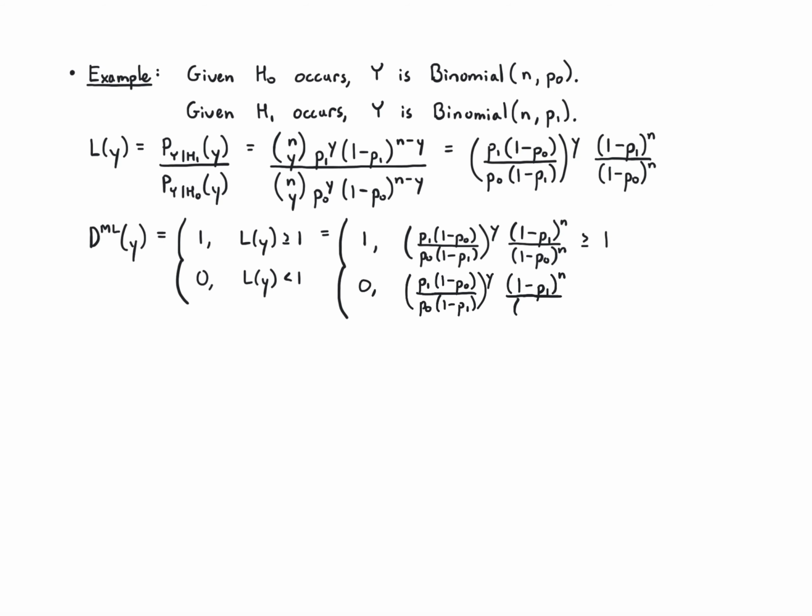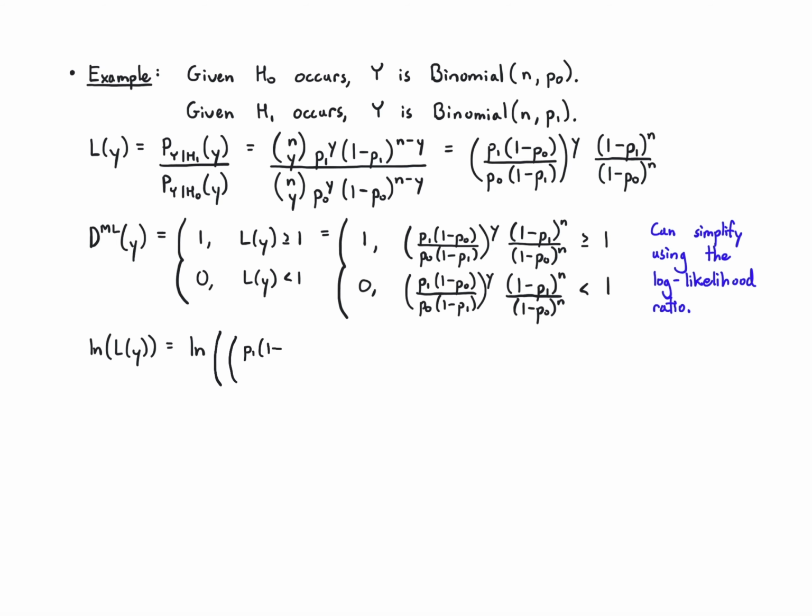And it's general, but maybe I could simplify it more. So I'm going to use the log likelihood ratio. What I'm going to try to do is get this term y on its own. I just want to see something that involves y a little bit more directly. So let's see, what does the log likelihood ratio look like? Well, log of the likelihood ratio is log of this whole expression. So it's some factor p1 times 1 minus p0 over p0 times 1 minus p1, all of that raised to the y, times another factor, which is 1 minus p1 to the n over 1 minus p0 to the n.